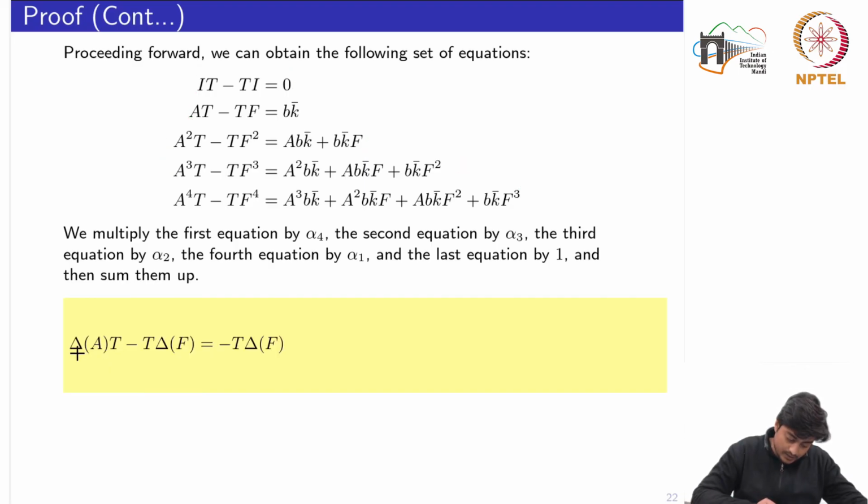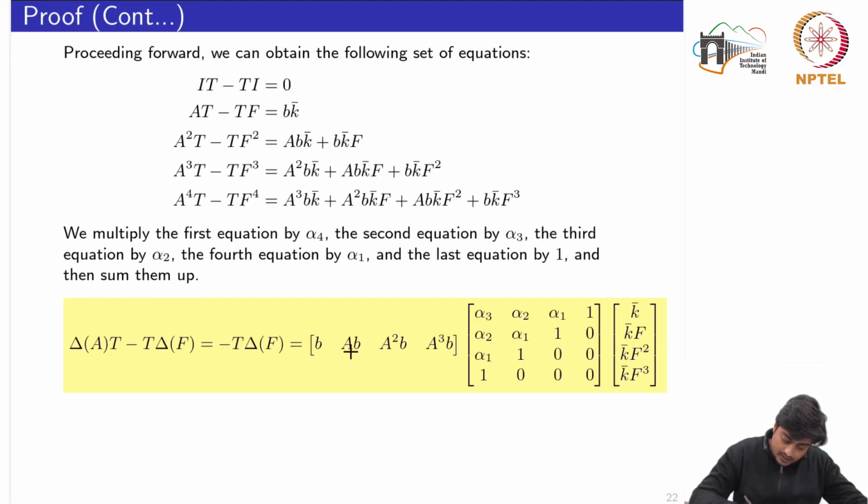Okay, so we would obtain this delta of A into T minus T into delta of F would be equal to minus T into delta of F. Why? Because from the Cayley-Hamilton theorem, this part reduces to 0, because delta of A is nothing but equal to 0. Now looking at the right hand side, I can rearrange the right hand side as this matrix times this matrix times this matrix. It is just a simplified version of taking all this form by multiplying each and every equation by the alpha i's.